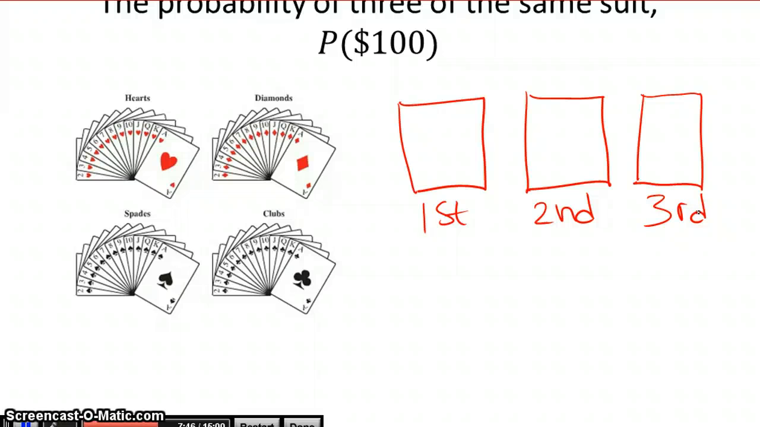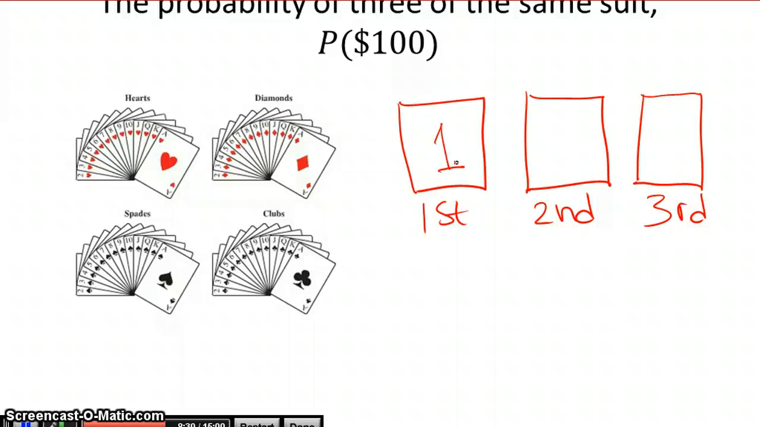Now, if we want 3 of a kind, 3 hearts, 3 diamonds, 3 spades, or 3 clubs, the first card is going to basically determine the suit that we want 3 of a kind on. So really, for the first card, we're looking for the probability of a suit. What's the probability of getting a heart, or a diamond, or a spade, or a club? Well, you're guaranteed of getting one of those, because you have to get one of the suits. In other words, the probability is 100% for the first card. Just one. You're guaranteed that's going to occur.